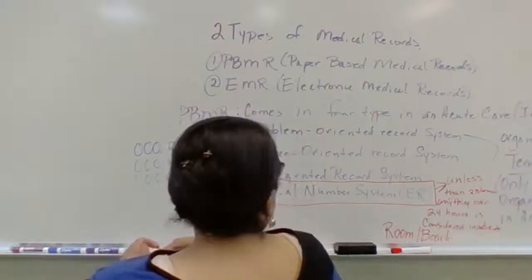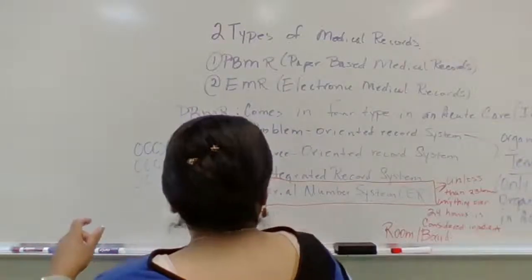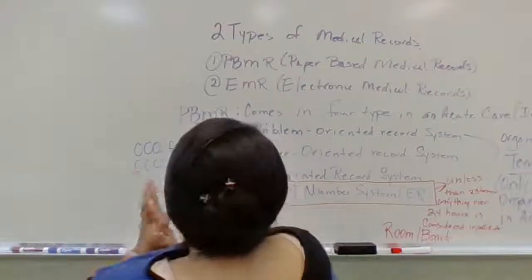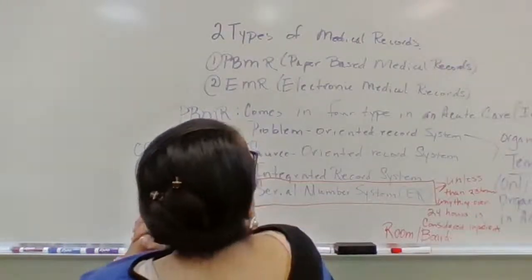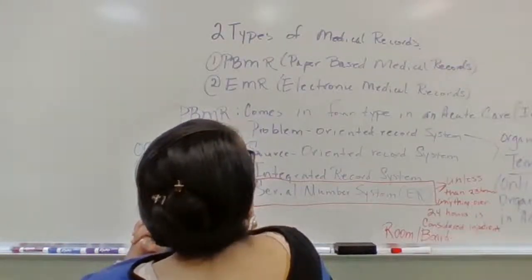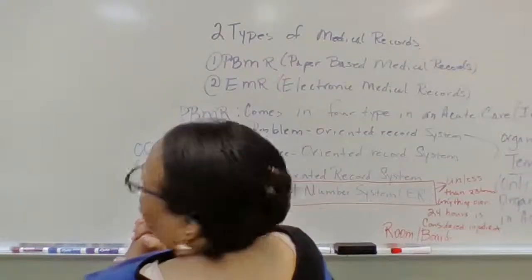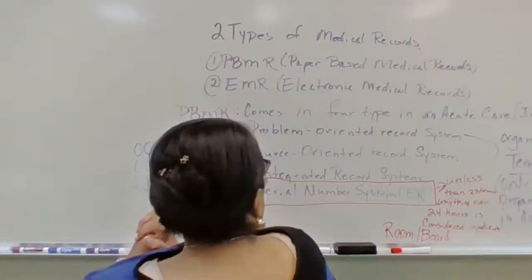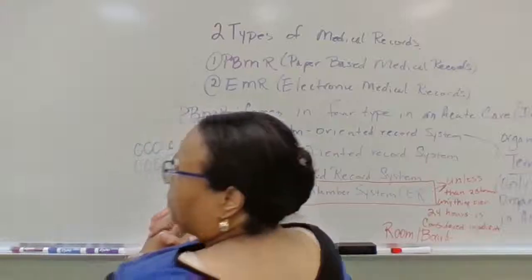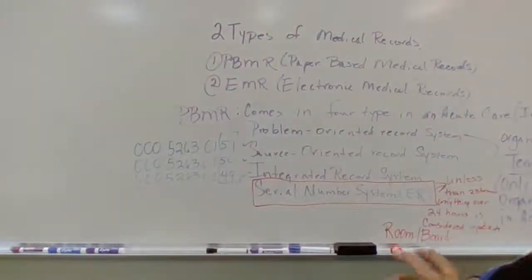Now, they do not have terminal digit order medical records in a physician office. Now, can I erase this? Do I need to take a picture? And make sure I get this on the tube.